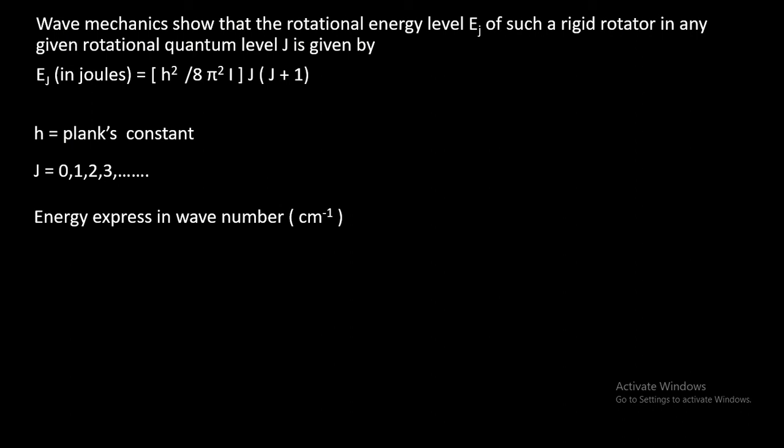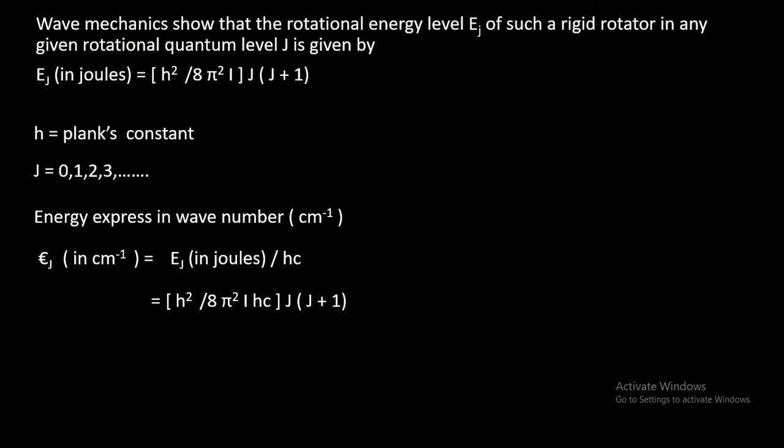Energy expressed in terms of wave number, that is per centimeter, is obtained by dividing EJ by hc. Therefore, energy in per centimeter equals EJ upon hc, which is h square upon 8 pi square I c, into J into J plus 1. But one h will be cancelled out. Therefore, the remaining is h upon 8 pi square I c, into J into J plus 1. The term h upon 8 pi square I c is a constant, considered the rotational constant, denoted by capital B. Therefore, the energy in per centimeter, epsilon J, equals B J into J plus 1.